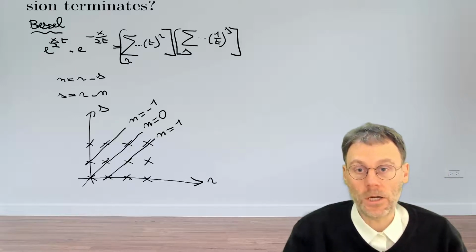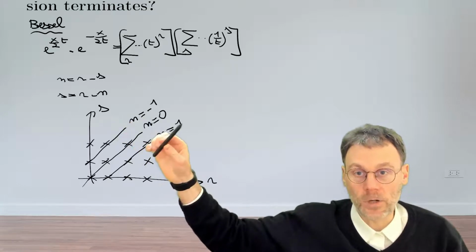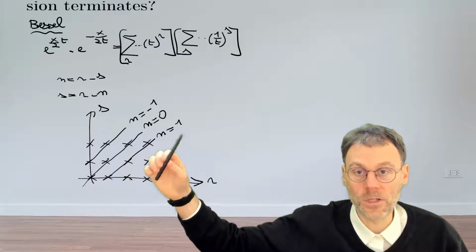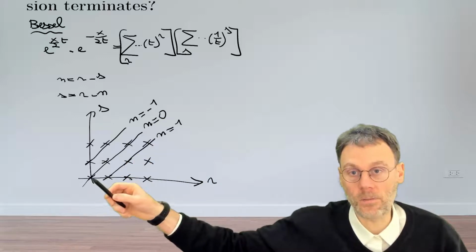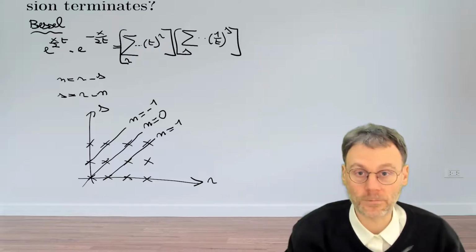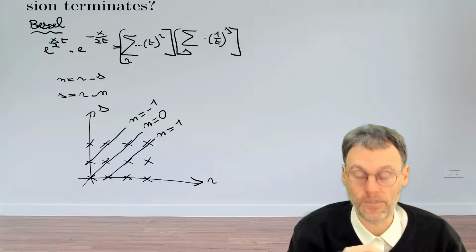The important part here is that because these lines are oriented in that direction, for a given line, if we look at all the possible values that r can take, you will see that r can basically start at 0 and then run all the way towards infinity here. So this is why the series expansion does not terminate.